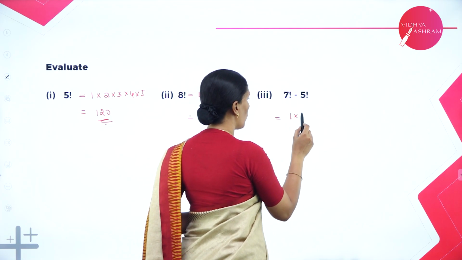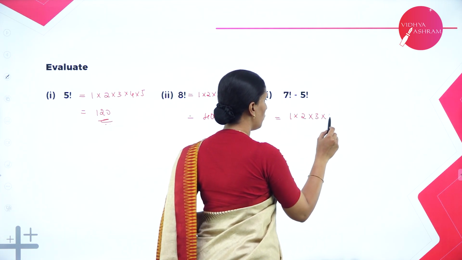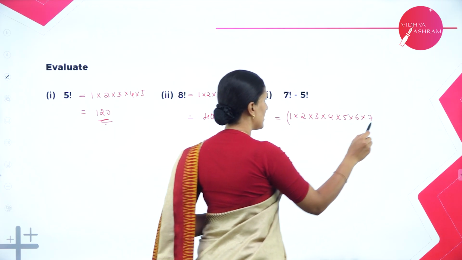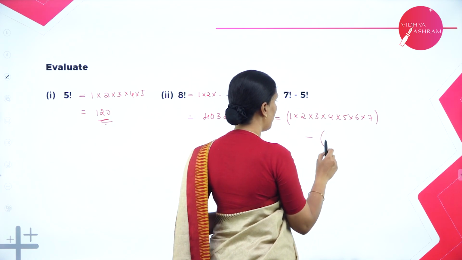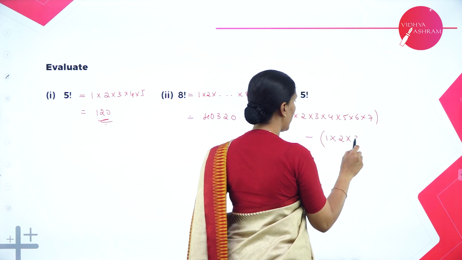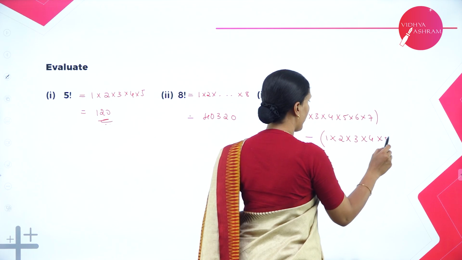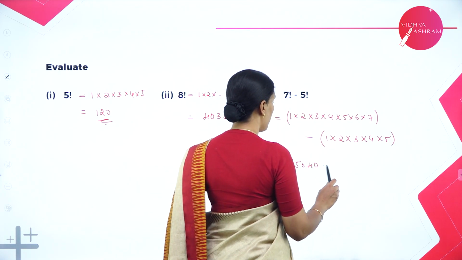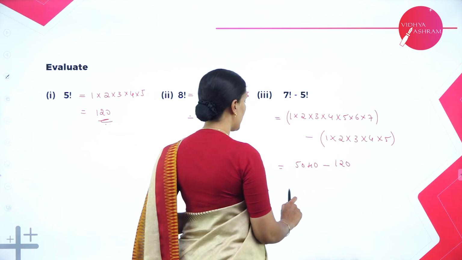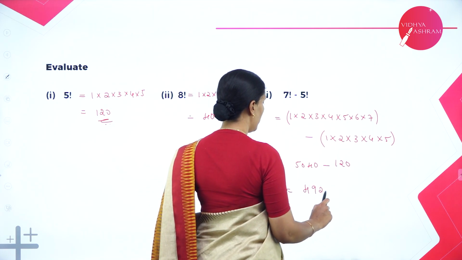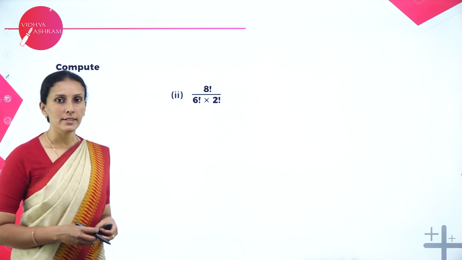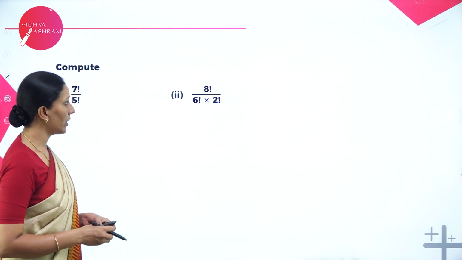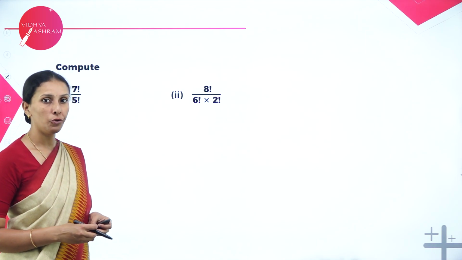Next we have 7 factorial. 7 factorial is 1 into 2 into 3 into 4 into 5 into 6 into 7. So this is 7 factorial minus 5 factorial, 1 into 2 into 3 into 4 into 5. So this is equal to 5040 minus 120. So that is equal to 4920.